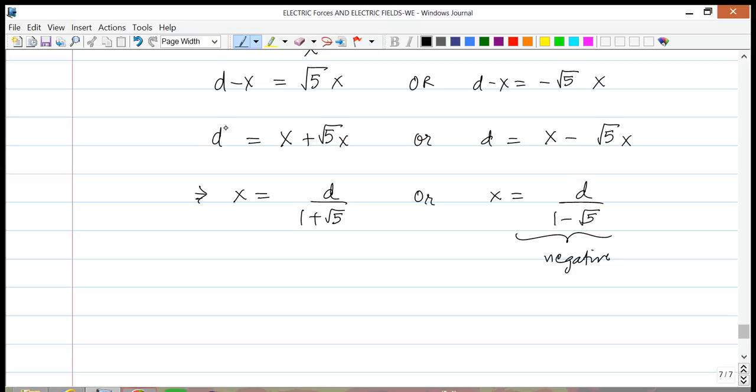On the other hand, this d over 1 plus square root 5 is a number less than d, which is exactly what we expected. So the correct answer to the problem is this. Now once again, you could have done the whole thing using a quadratic equation, which is totally fine. Go ahead, do it, check your answer, and make sure you get the same thing. Great. I hope this helps.